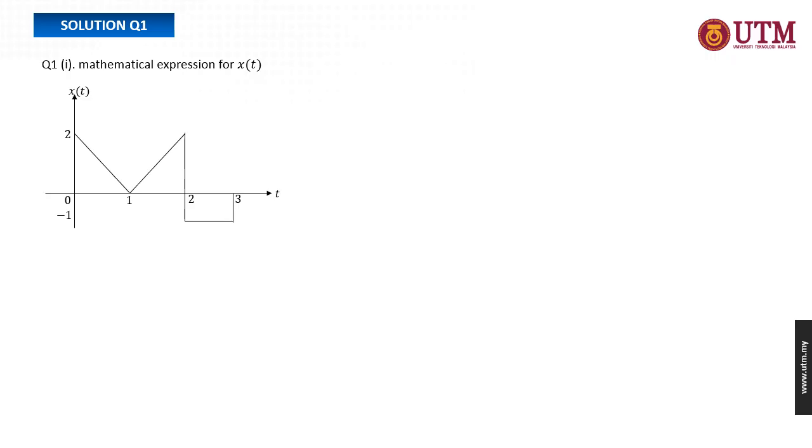So therefore we need to go step by step, considering t. The first one, at t equal to 0, and then t equal to 1, t equal to 2, and also t equal to 3. At t equal to 0, you can see one vertical line pointing upwards, and at t equal to 0 as well, there's a slope pointing down. Okay, so let's write the equation for both signals.